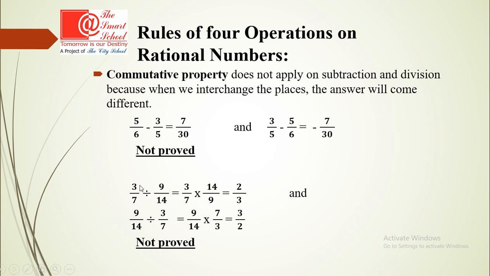Now division. If we are dividing 3 over 7 by 9 over 14, the answer is 2 over 3. But if we are dividing 9 over 14 by 3 over 7, the answer is 3 over 2. Both the answers are different. It means it is not proved that commutative property can apply on division. So it can't be applied on division.